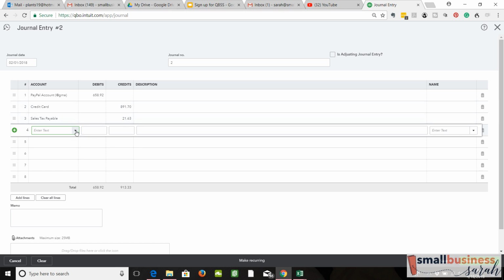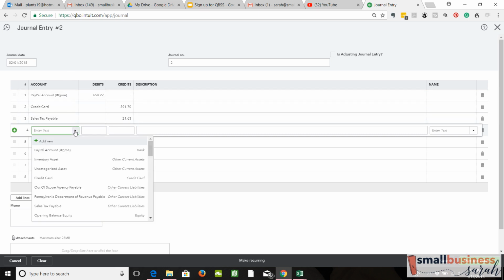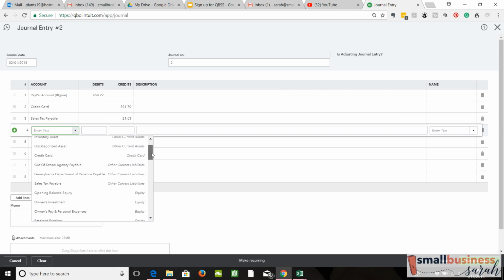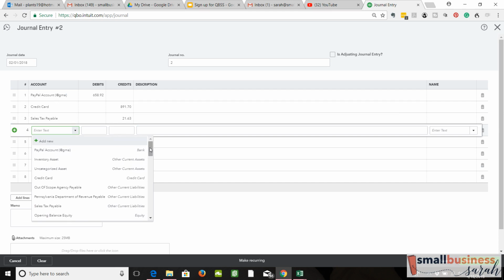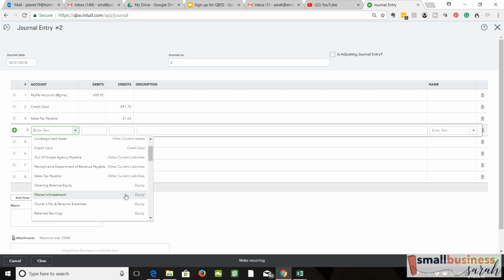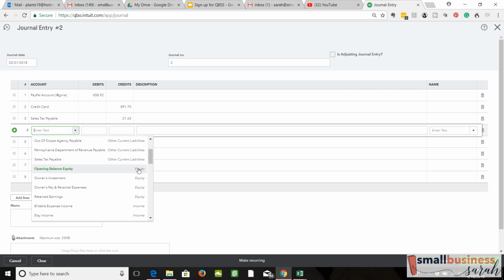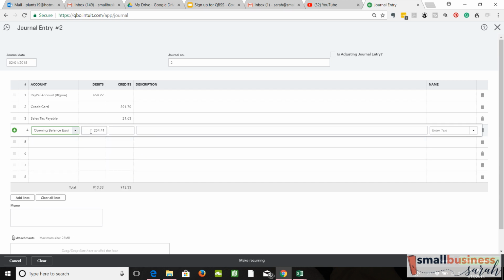Now this last one is going to be our plug. Once we've filled in all of our beginning balances, our plug goes to opening balance equity. So you can see here that came right after bank. We've got bank accounts, other liabilities, and then we hit our equity section. Now sometimes QuickBooks does rearrange these drop-down menus, and I hate that. Nothing's ever in the same spot, but find the equity section, find opening balance equity. And QuickBooks did the plug for us.